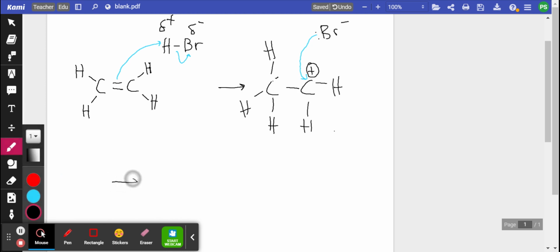So our final product is bromoethane. We added, this is what's called electrophilic addition, we've added hydrogen and bromine across the double bond. Okay, so you see, an addition reaction, you start with 2 molecules, you end up with 1.